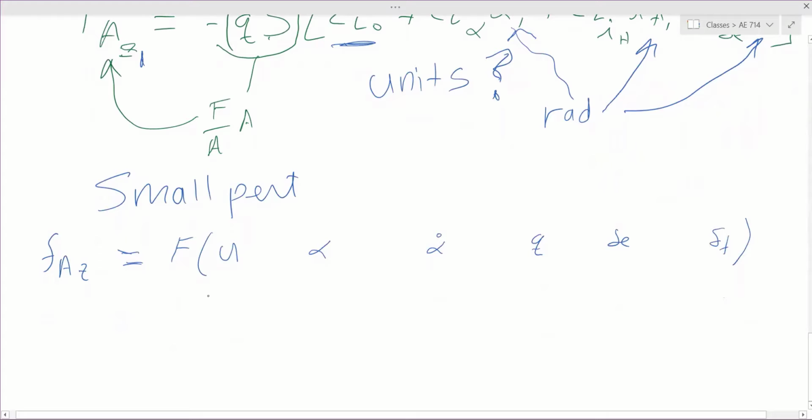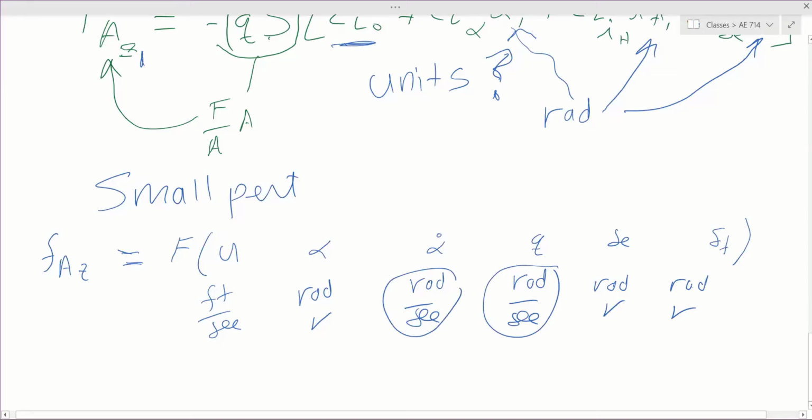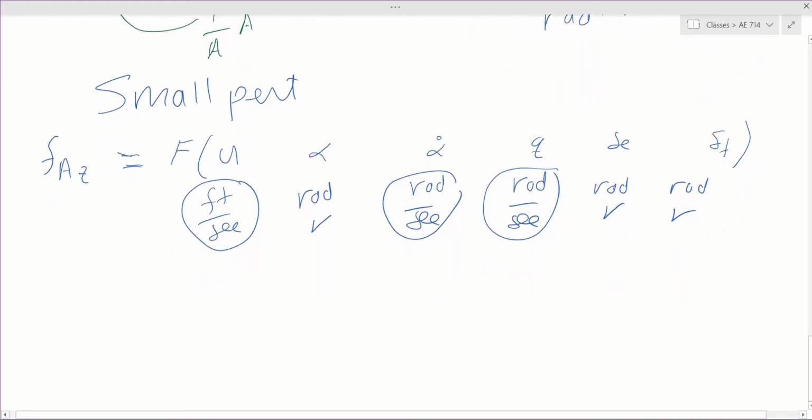So here u is feet per second. Alpha is in radians, so we're good there. But now here we've got radians per second, so that has units of 1 over seconds. Pitch rate is radians per second, ditto. Oh, this one's good, radians. But we've got these that are not unitless. They're not dimensionless. So we're going to fix that. We're going to do non-dimensional variables.